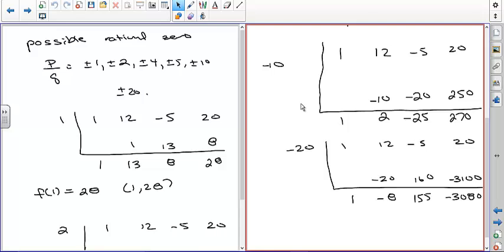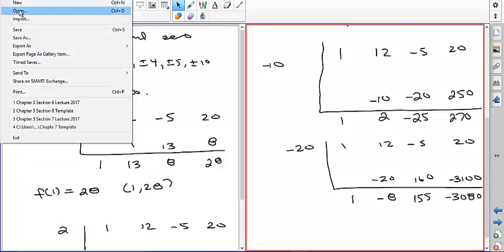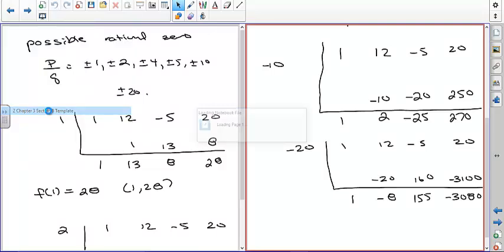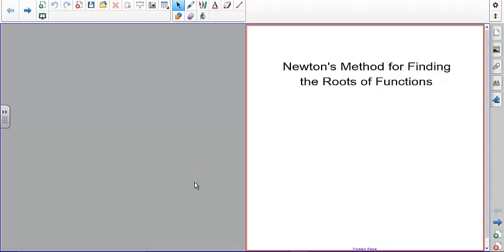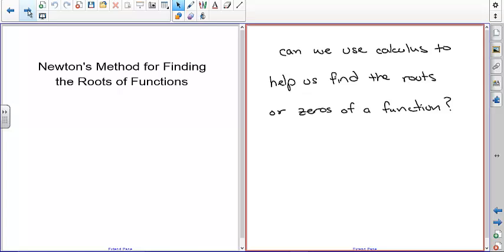So the question is, how do we get to the answer quicker than just guessing and trying different numbers, trial and error? That's what we're doing in this section. It's called Newton's method for finding roots of functions. So can we use calculus to help us find the roots or zeros of a function? The answer is yes.